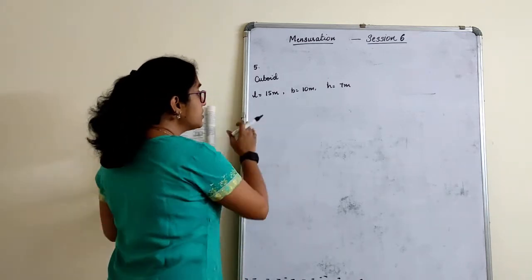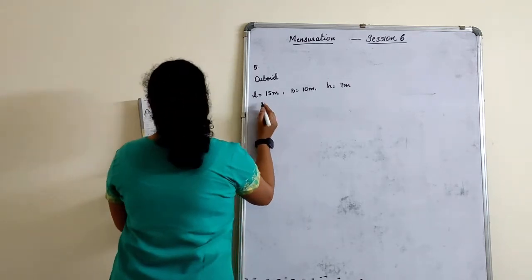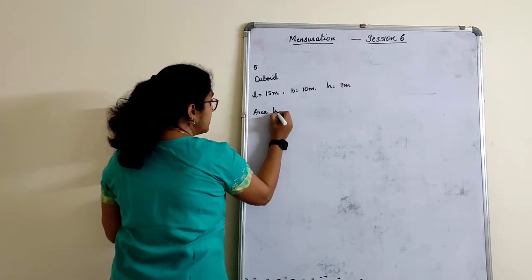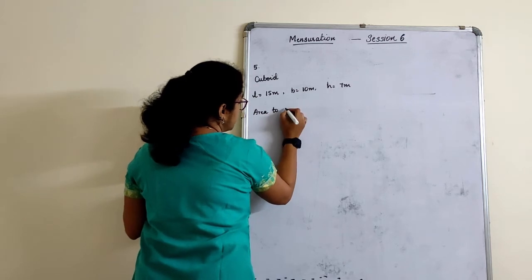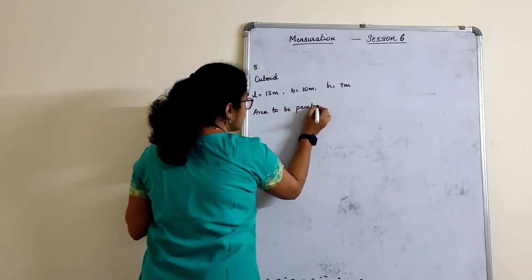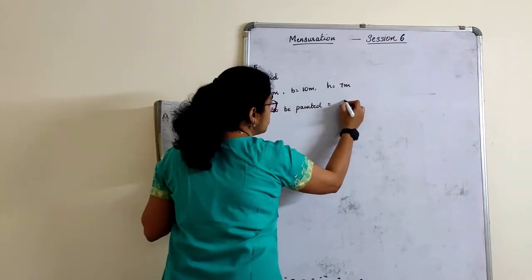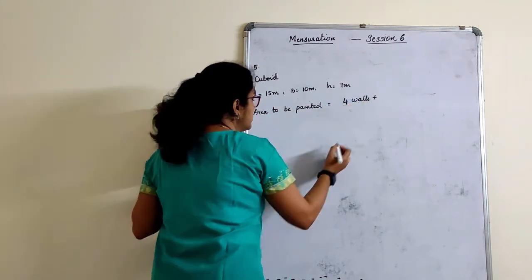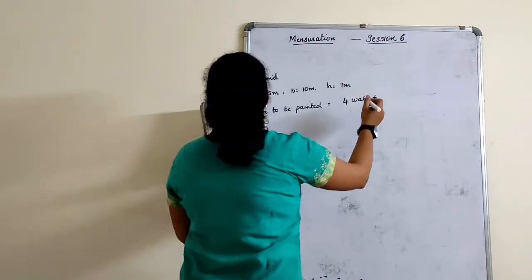So since they have given this, the area to be painted, the total area to be painted, is equal to, I will just write here, 4 walls plus what he has to paint, ceiling.